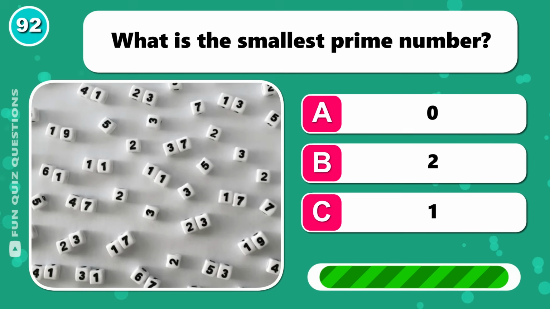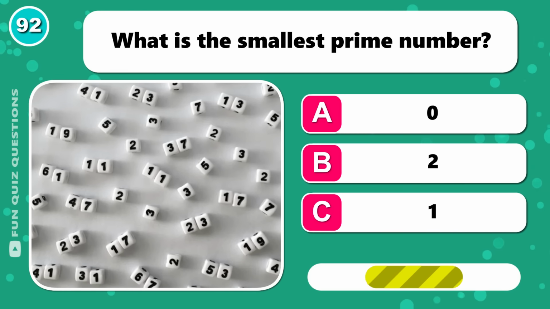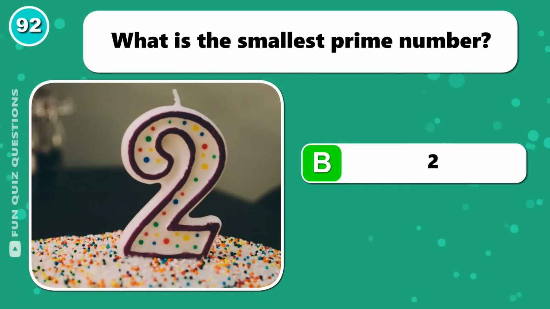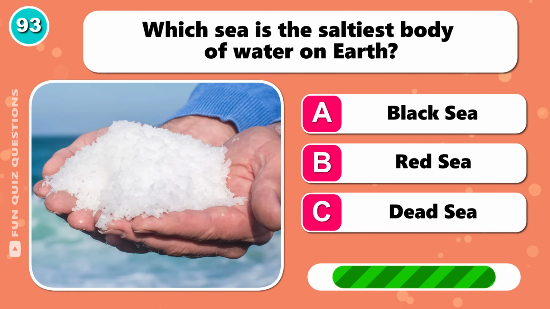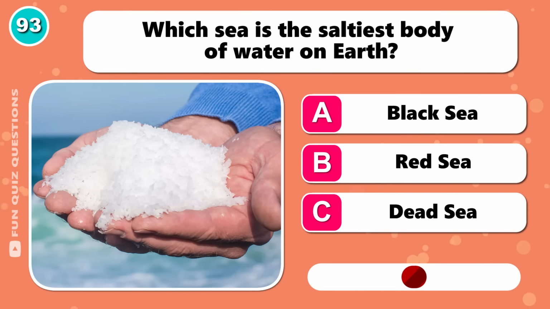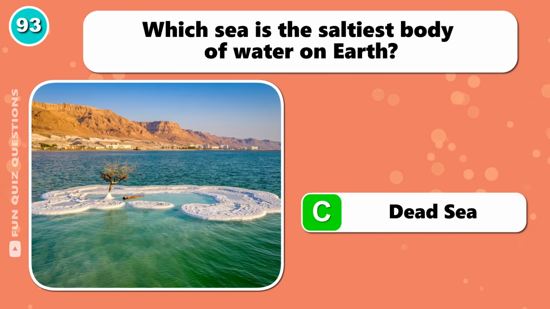What is the smallest prime number? That would be B, 2. Which sea is the saltiest body of water on Earth? The answer is C, the Dead Sea.